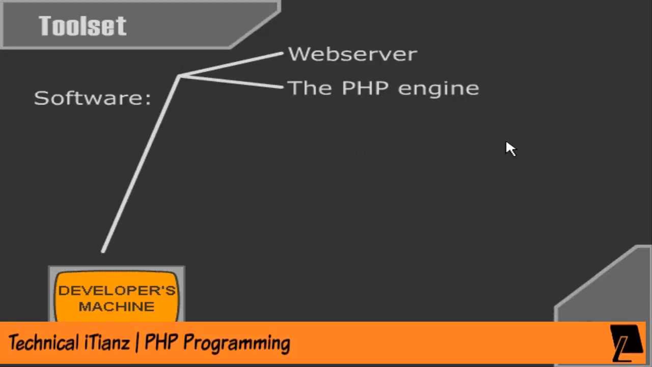The PHP engine is the next thing that you're going to need to be running on your machine. And this is available from the PHP website, php.net. And this is available in different flavors depending on how comfortable you are with compiling or installing. You can download the source code if you want to compile it yourself. You can also download pre-compiled binaries available for a whole number of different platforms.